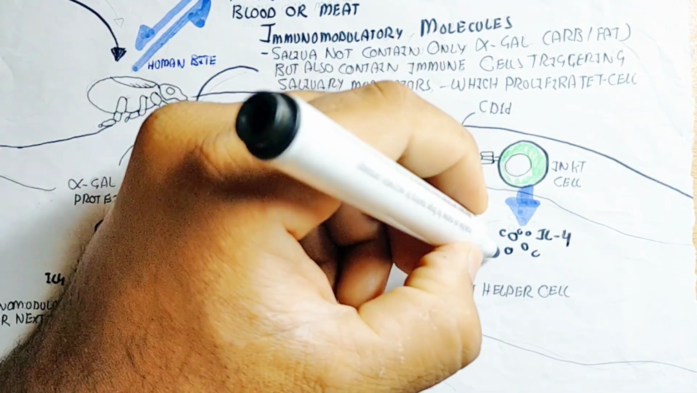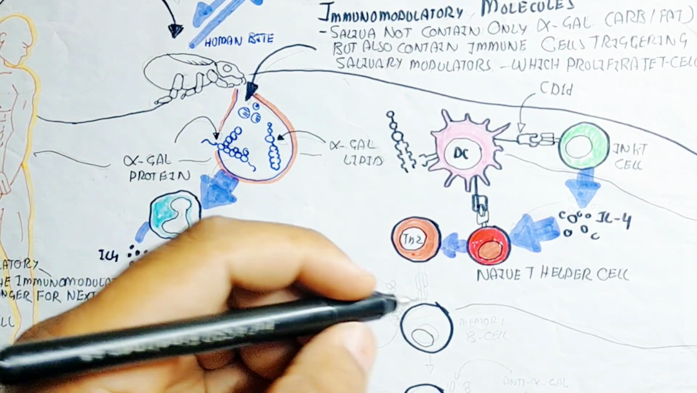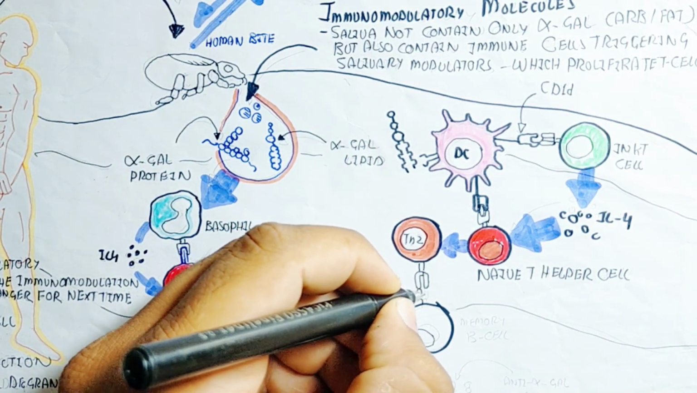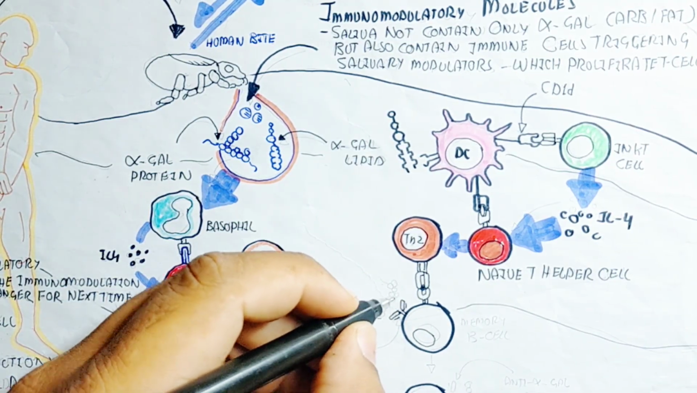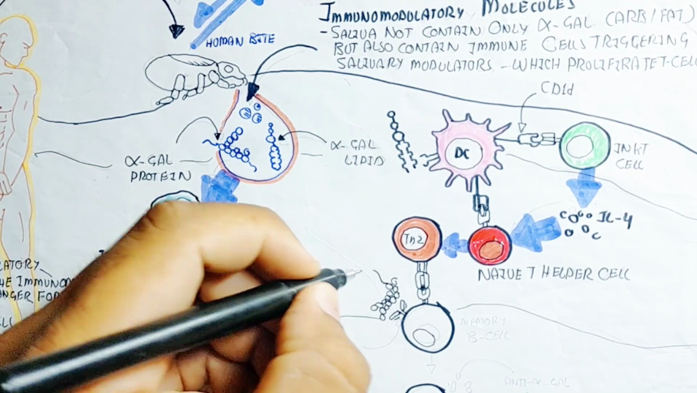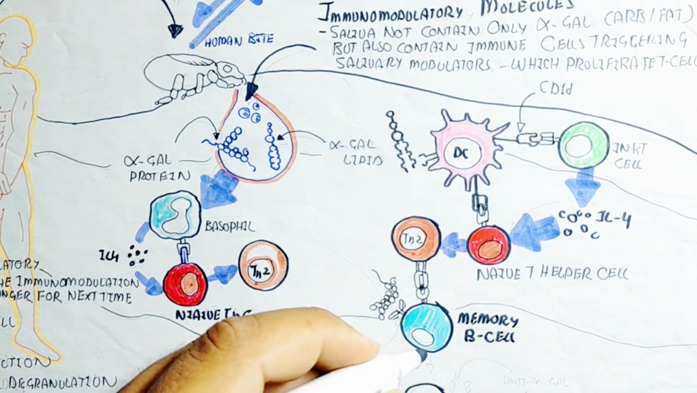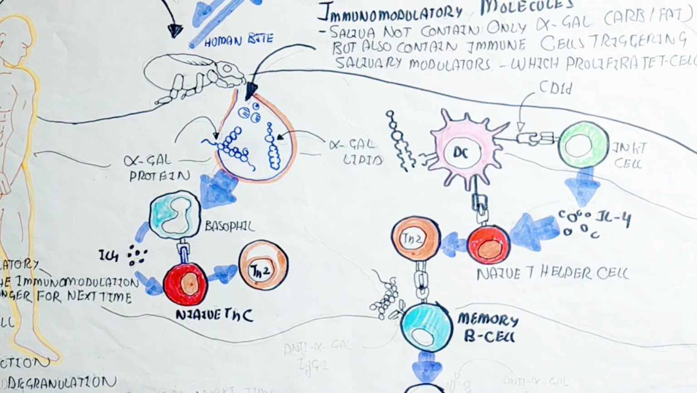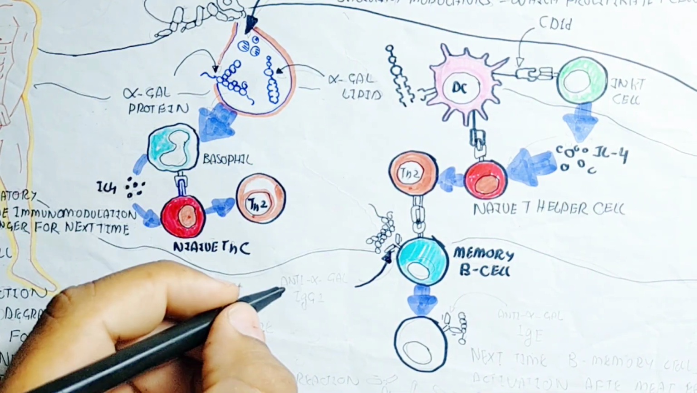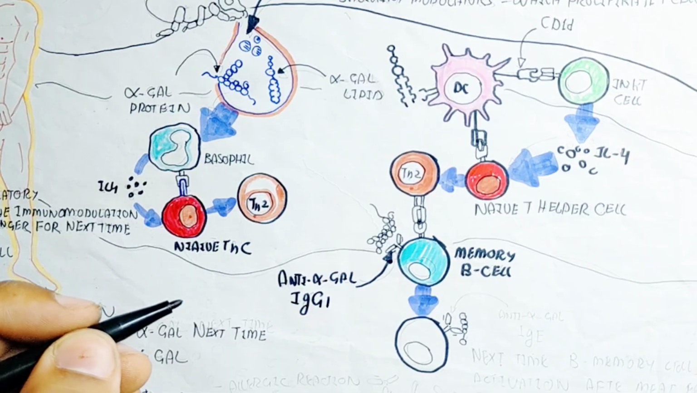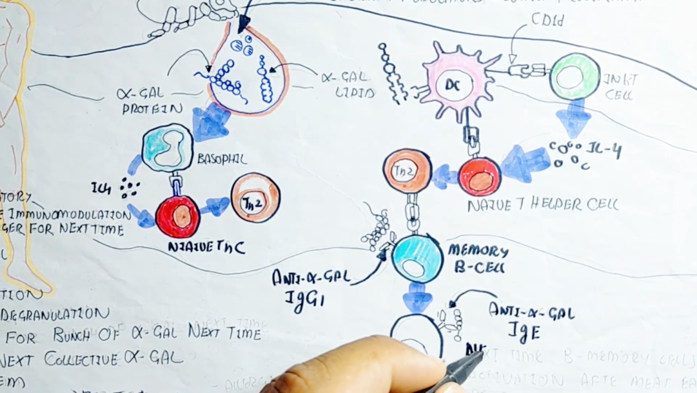This T helper 2 cell activates the memory B cell, and the naive B cell activates the memory B cell. This alpha gal is also recognized directly through the memory B cell, and when the immune system is activated, immunity develops against alpha gal if the tick bites, otherwise there is no possibility. In this way, alpha gal will be recognized through anti-alpha gal IgG1 antibodies and will lead to the production of anti-alpha gal IgE antibodies.